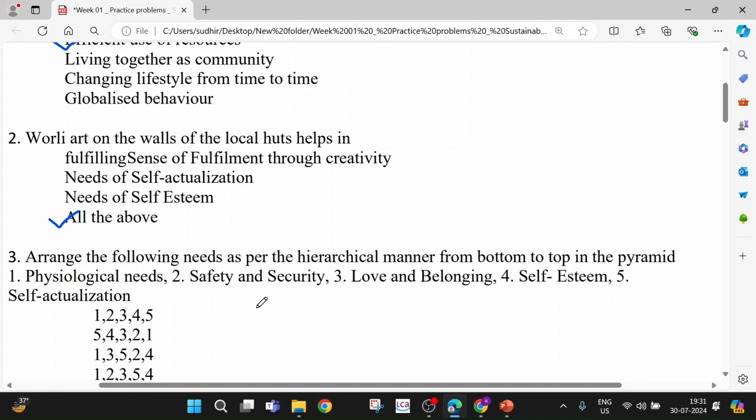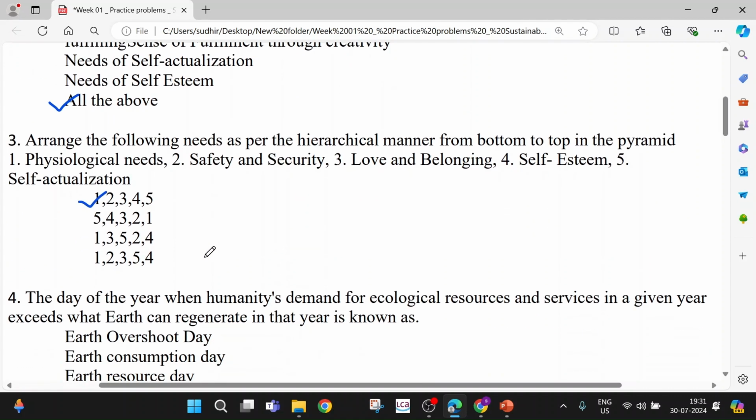If you see, it is already arranged in the hierarchical manner. First, at the bottom, it will be physiological needs, then safety and security, and after that love and belonging, then self esteem, and at the end self actualization. I think all of you are able to recall the pyramid that was shown to you in the lectures. Yes, sir. So based on that, you can give answers to this question. This is the right answer for this one. Then we can move to the fourth question.